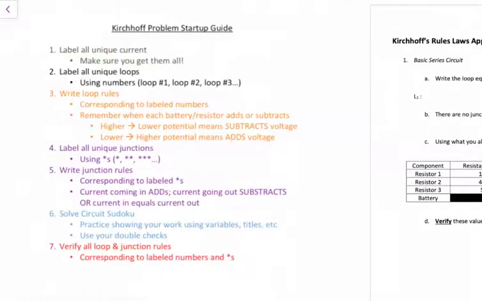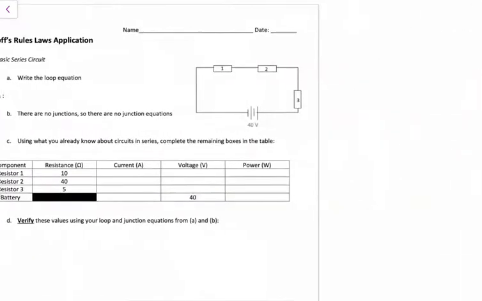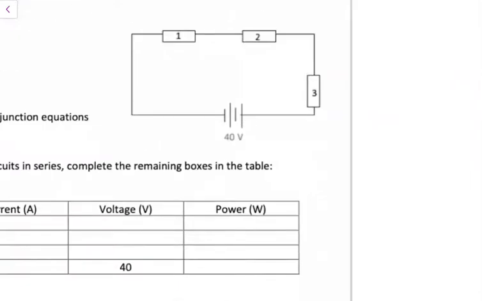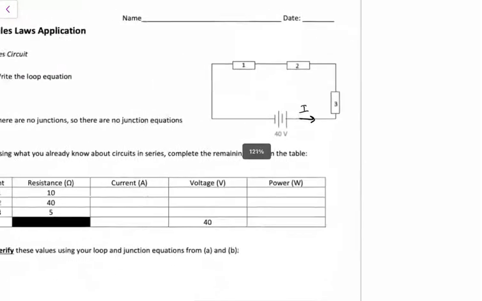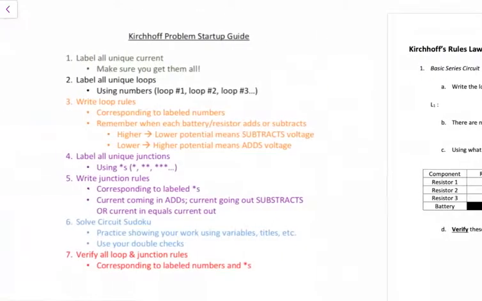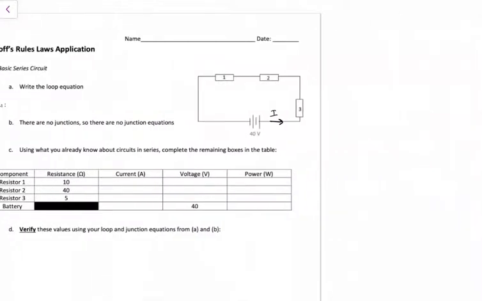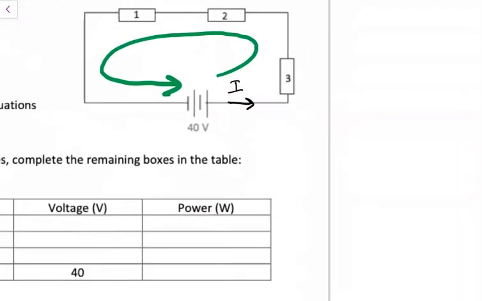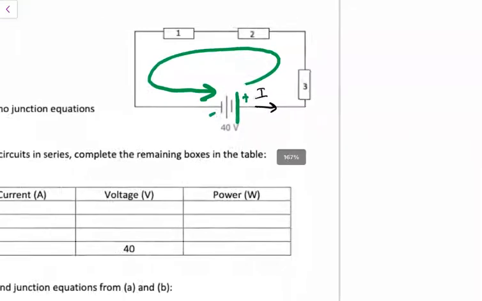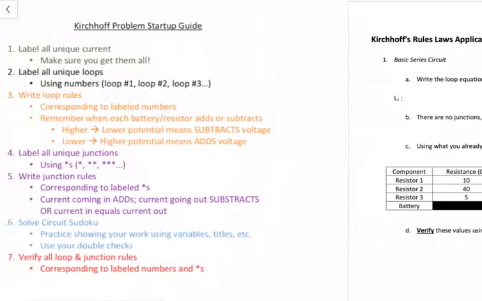Our first goal is to label all the unique currents. So I say, hey, I'm in a series circuit. I only have one current, and I'm just going to call it I. Okay, that's done. My second step, I'm going to label all unique loops. In this case, I'm just going to draw my loop here. I like to start my loop on the positive terminal of the battery.